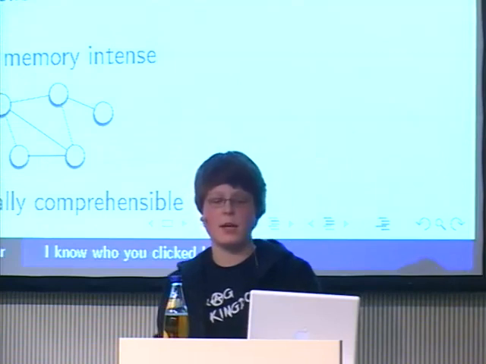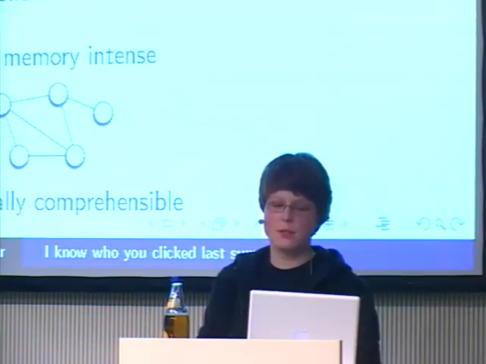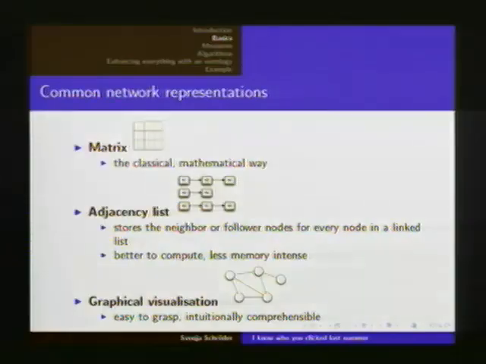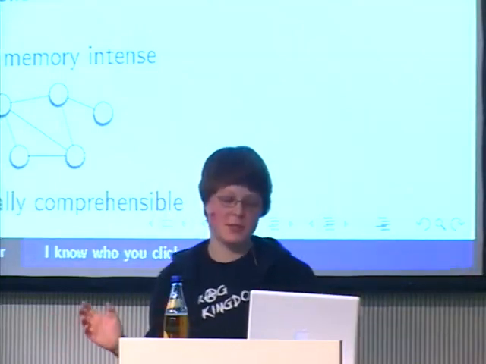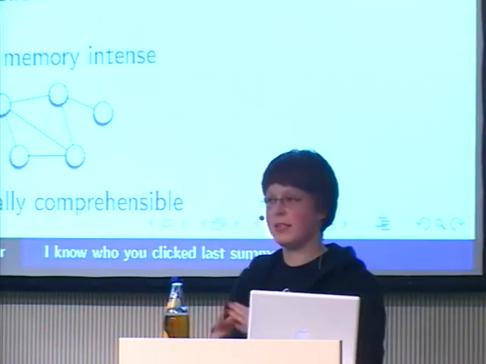So this is a much more compact representation of a network, but it's better to compute and less memory intense. And there's of course the graphical visualization, which is, for example, easy to grasp and intuitively comprehensible, because you can see in a network who is linked with whom, and you don't have to scroll through a large matrix to guess who is linked with whom. But it also has some limitations, because if you imagine a network with 500 people, it's not even intuitive to grasp, because it's too big.